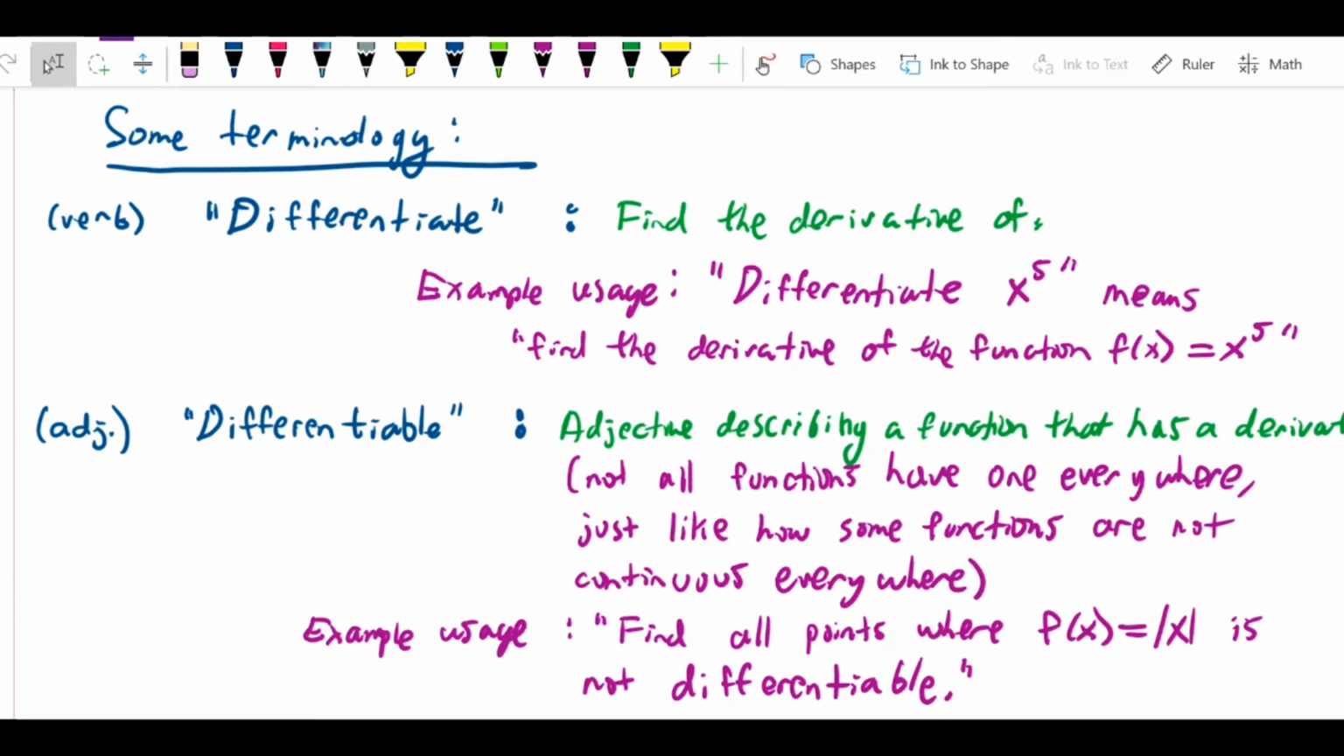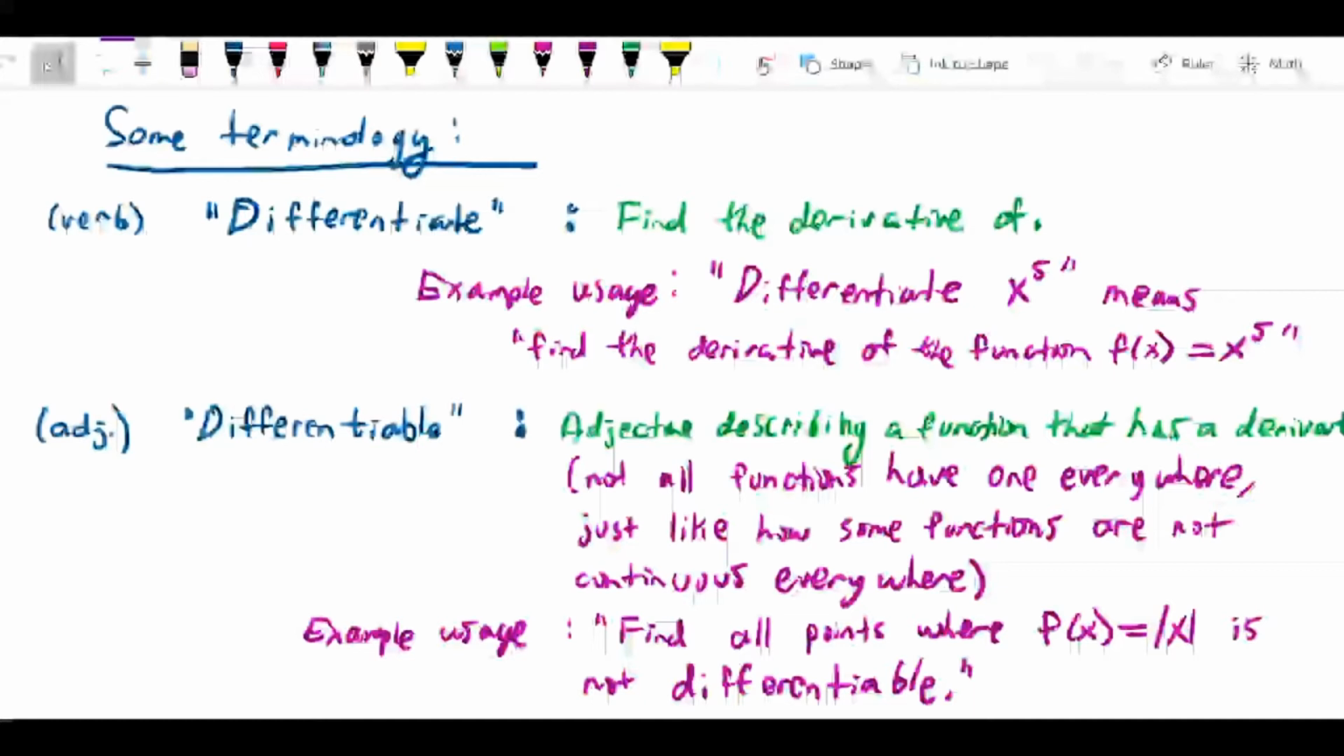The quiz might say differentiate x to the fifth, and what that means is find the derivative of the function f of x equals x to the fifth. It's tempting to say that the word must be derive, like derive x to the fifth. That sounds appealing, but it's wrong. It's not the correct usage. You'll see it on the internet, and you can generally tell that materials that use that term were prepared by calculus students rather than by calculus teachers, who would always use the term differentiate.